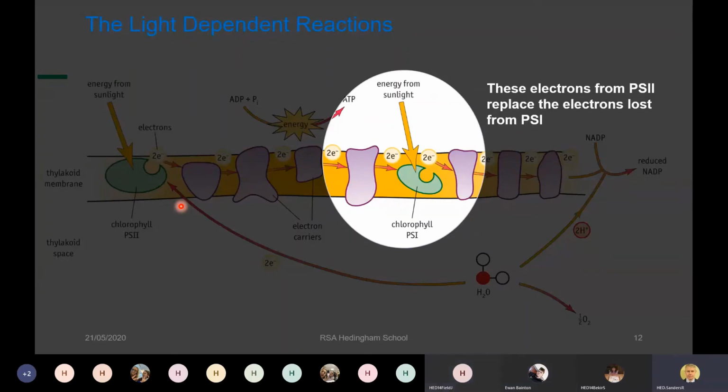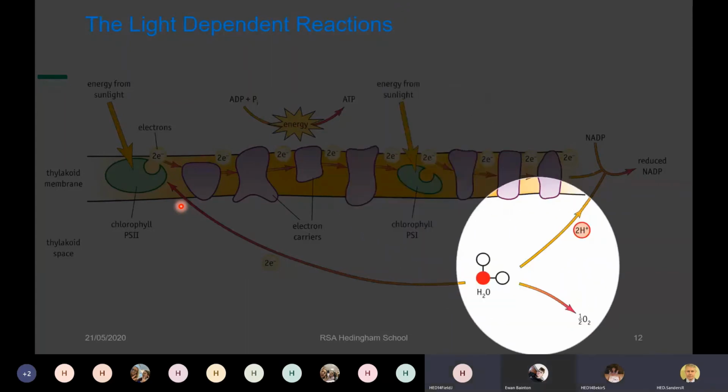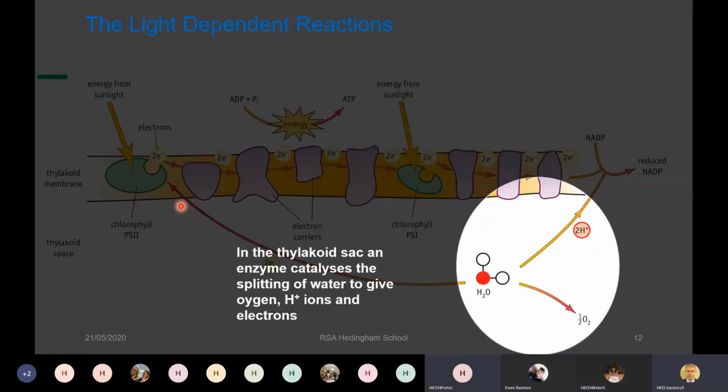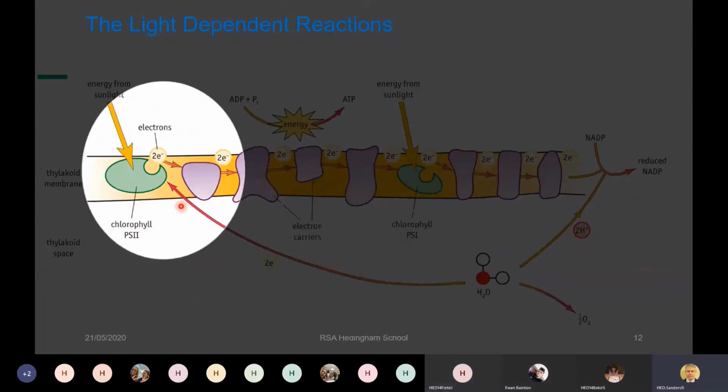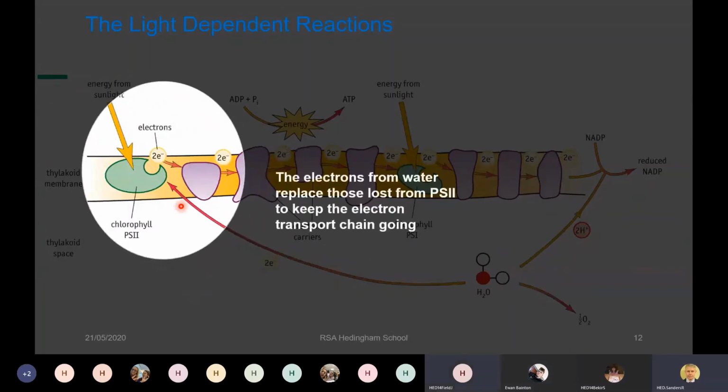But now we still have the problem that PS2 has lost electrons. So we have to replace those. And this is where water comes in. An enzyme catalyzes the splitting of water to give oxygen, hydrogen ions, and electrons. And this is what we call photolysis. Okay, and those electrons then go back to PS2 and replace the electrons lost from the chlorophyll there.